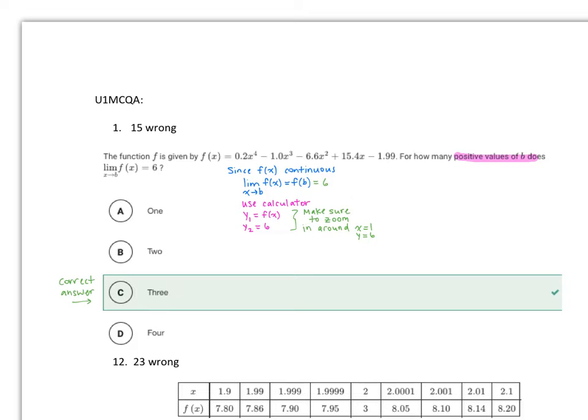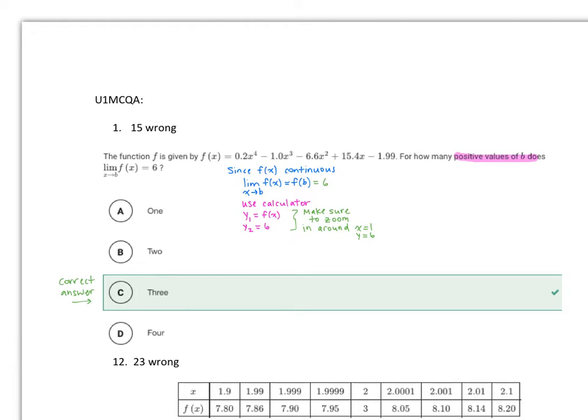Okay, so this was a calculator question. We wanted to know how many positive values of b make the limit of f of x as x approaches b equal 6. One thing we know is that f of x is continuous, so the limit of f of x as x approaches b has to equal f of b, which is 6.